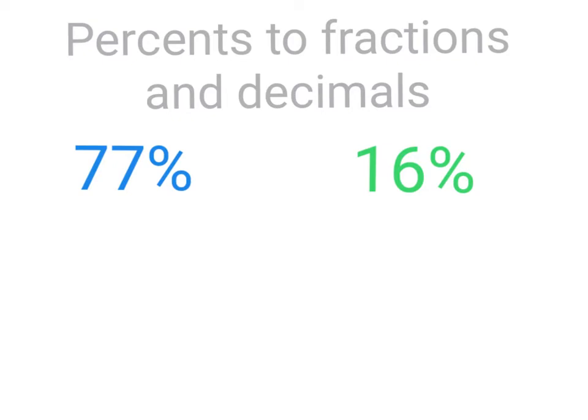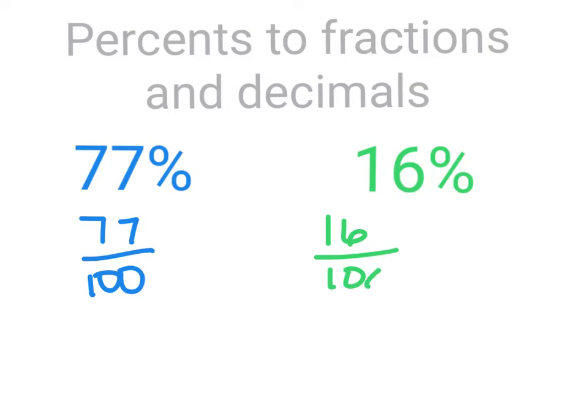So percents as fractions, 77% as a fraction is just 77 over 100, because it's a ratio with a denominator of 100. 77 over 100, and then you simplify. That cannot be simplified because they don't have any common factors. So we're going to leave that one as is. What about 16 over 100? 16% is 16 over 100. That can be simplified. They're both divisible by 4. 16 divided by 4 is 4. 100 divided by 4 is 25. So that is the simplest version of that fraction. So 16% as a fraction would be 4/25.